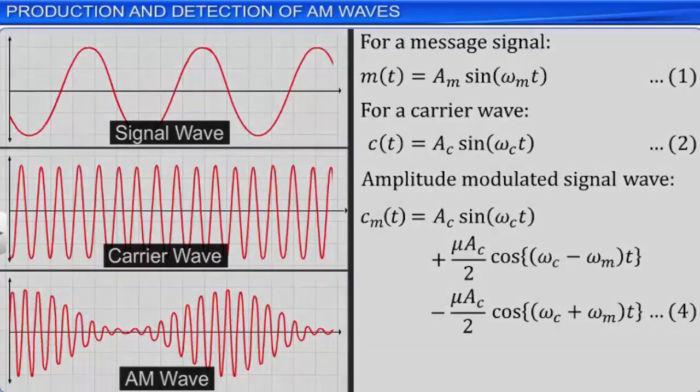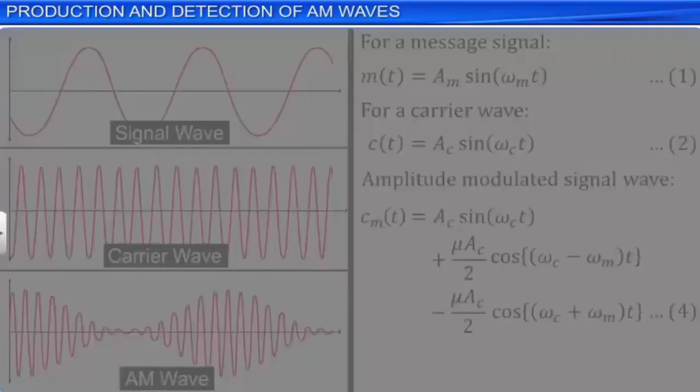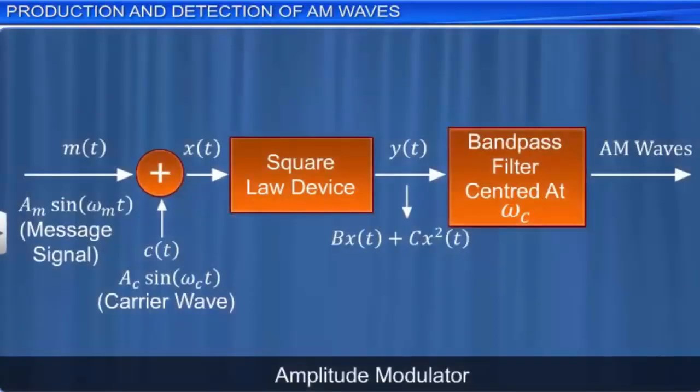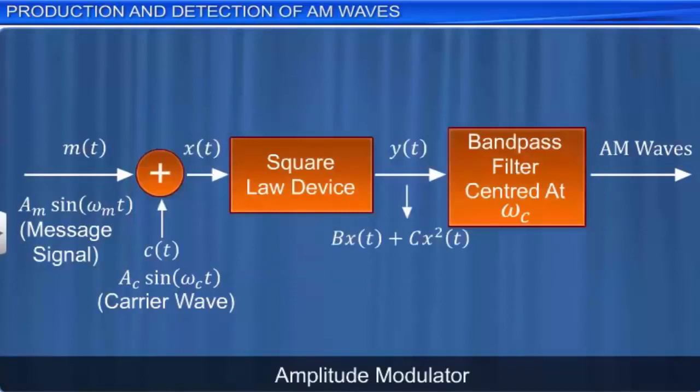Production of amplitude modulated waves, referred to as AM waves in short, is a multi-step process. Let us learn about the various steps involved in the production of AM waves. Amplitude modulation can be done by various methods. Here is the block diagram of a conceptually simple method. The block diagram shown contains an addition device, a square law device, and a band pass filter centered at ωc.